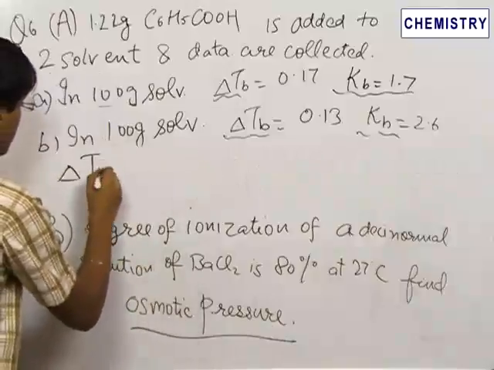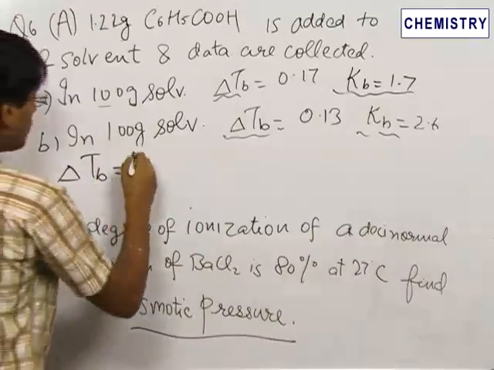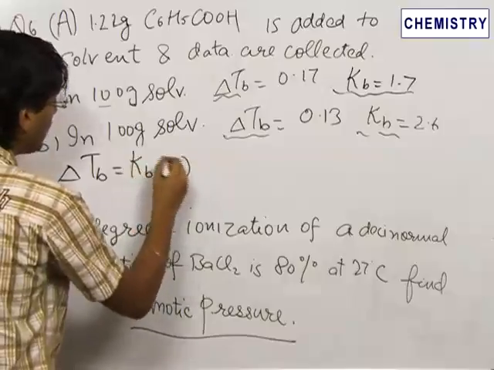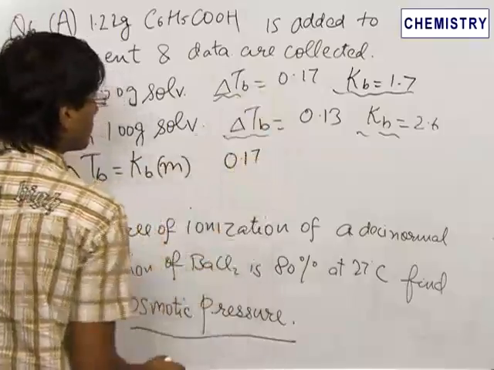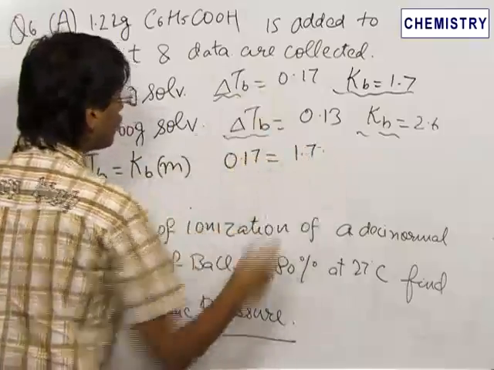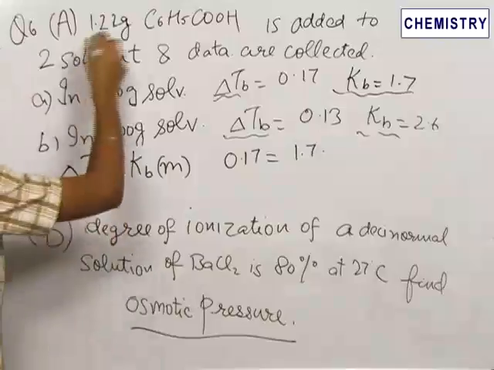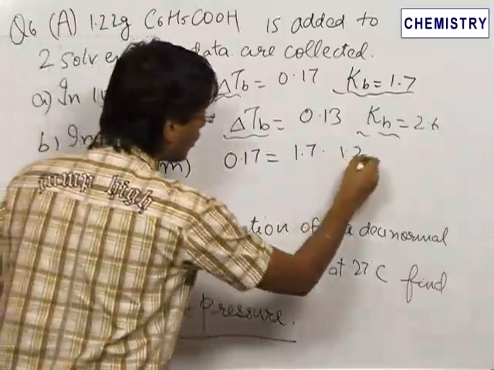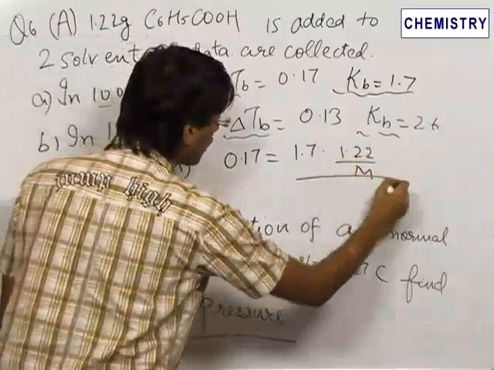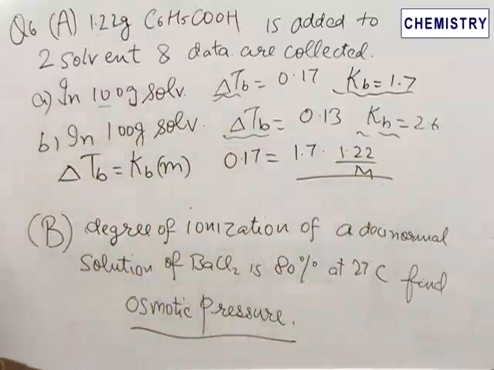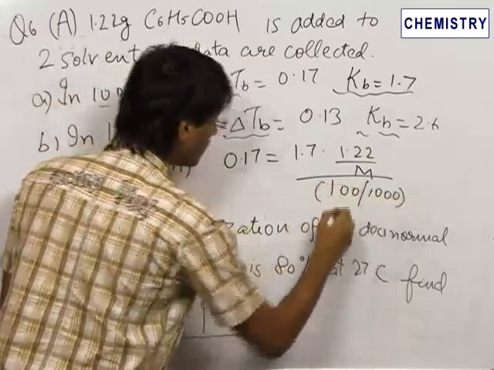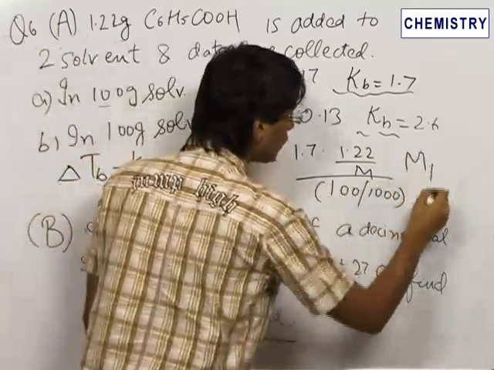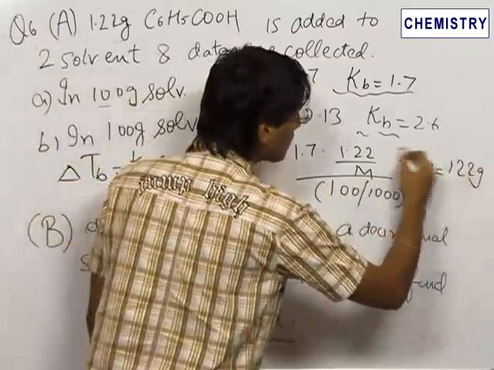We have delta Tb, that is the elevation of boiling point, equal to Kb into m. This m is the molality of the solution. For the first part, this is 0.17 equal to 1.7 into molality, which is moles of solute, 1.22 divided by the molecular weight, divided by the weight of solvent in kilograms, which is 100 by 1000. This makes the molecular weight equal to 122 grams.